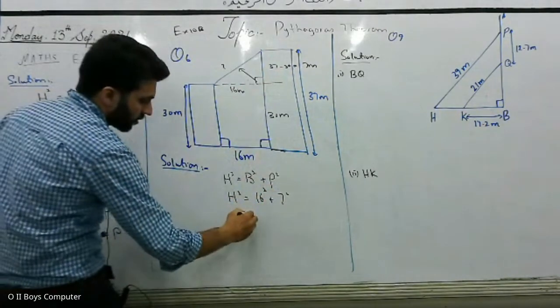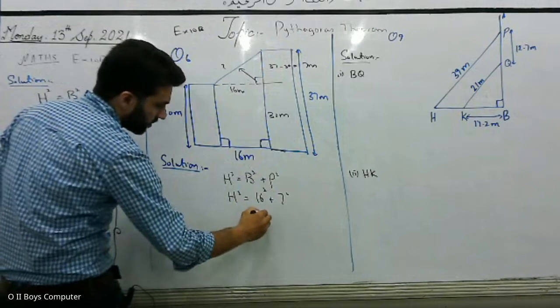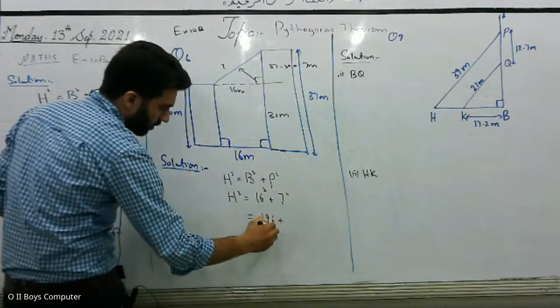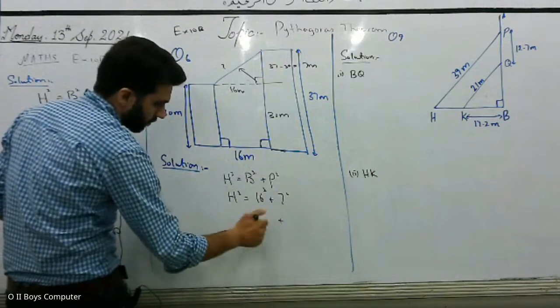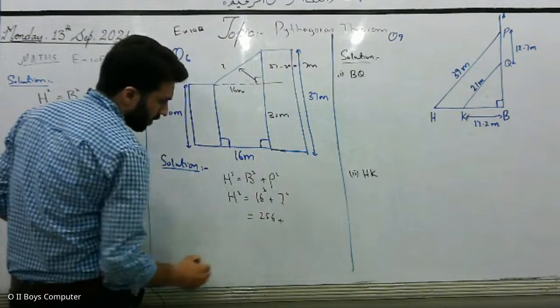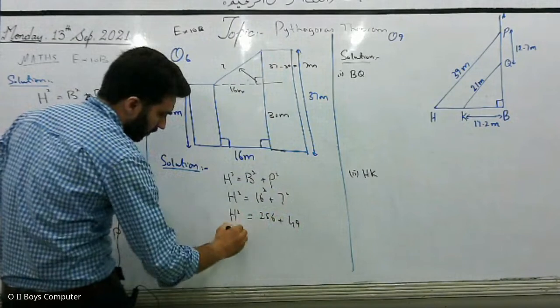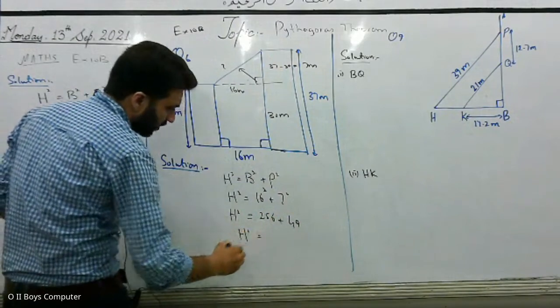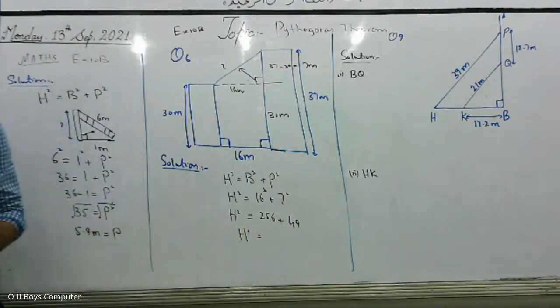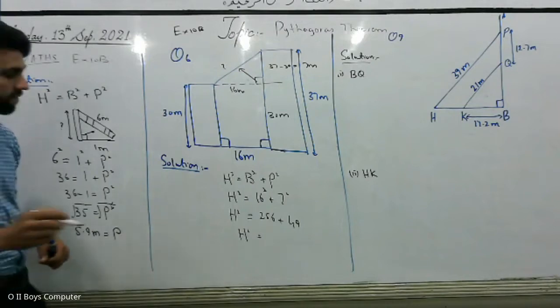So the square of 16 is 256. And the square of 7 is 49. If we add up these two values from the calculator, you will get 305.